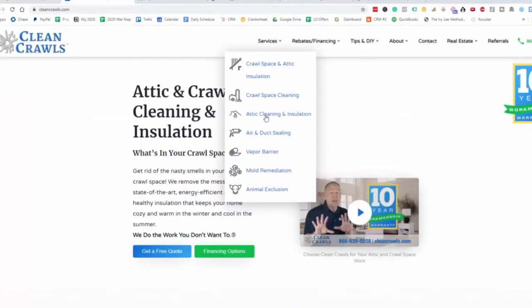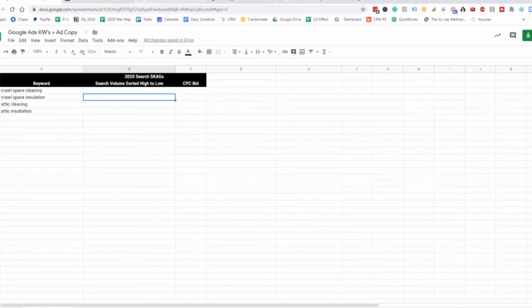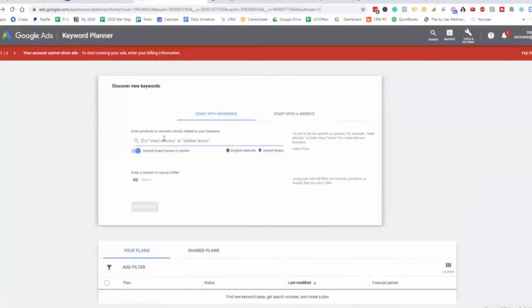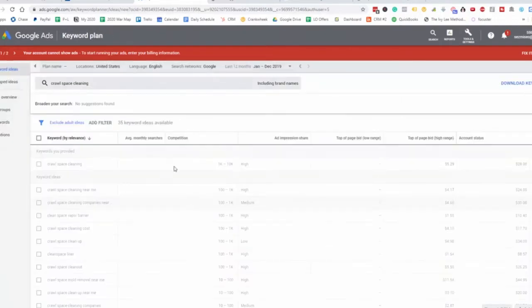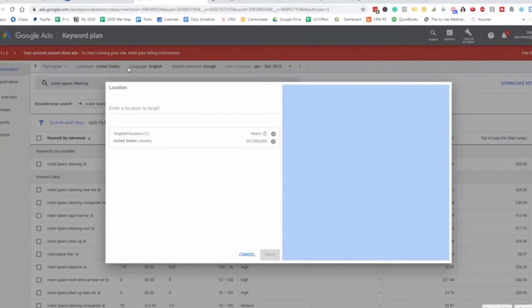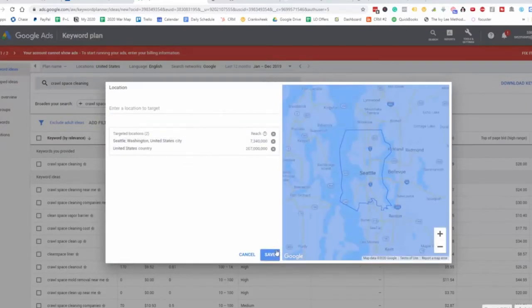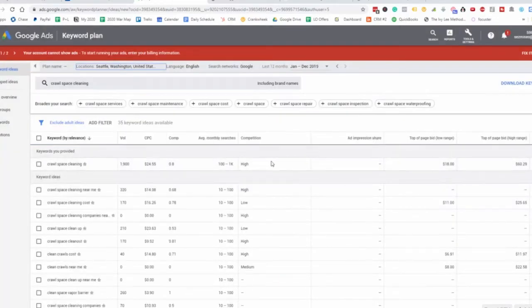Okay, and then attic cleaning and insulation, air and duct sealing, we don't even need to add those in there, let's just stick with these four. Now let's take this keyword and go to Google, to discover keywords. This is the keyword planner. Let's put that in there and break this down to our location. We're going after Seattle, so let's go to Seattle there and save. Okay, great.